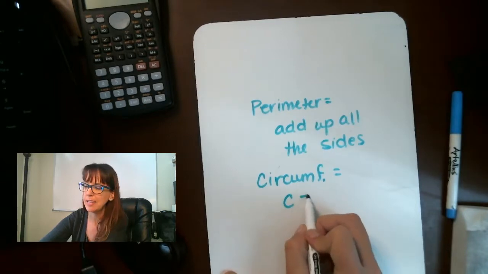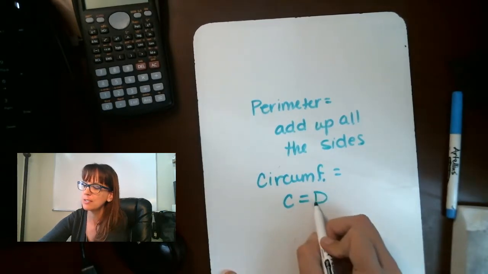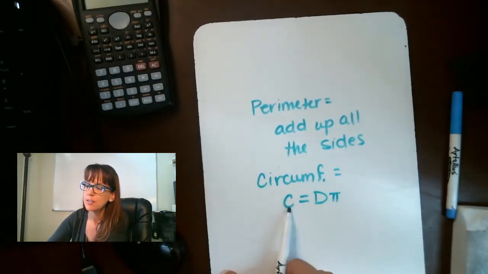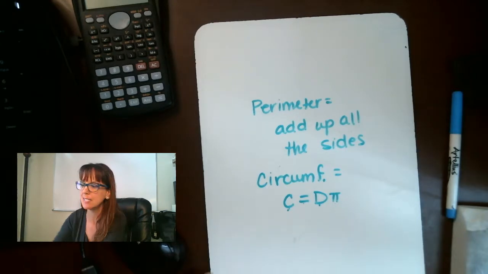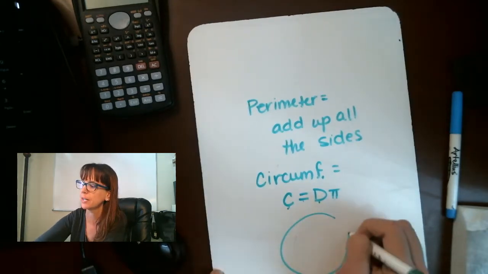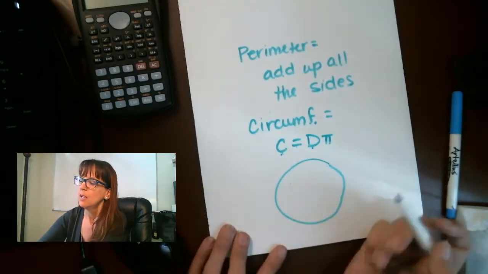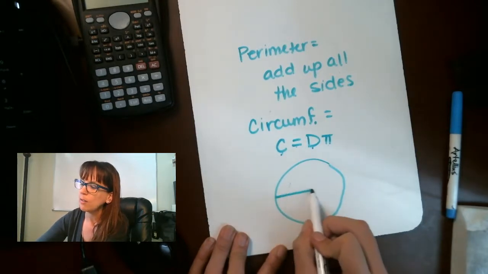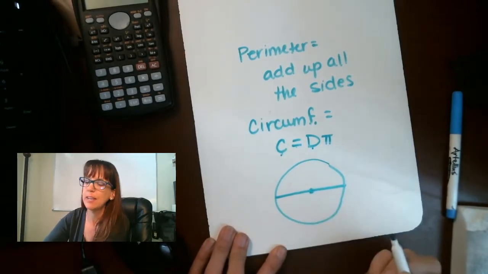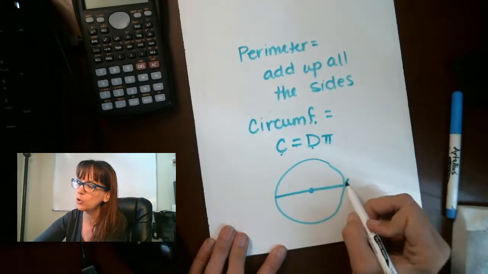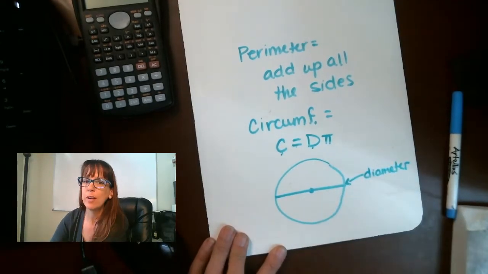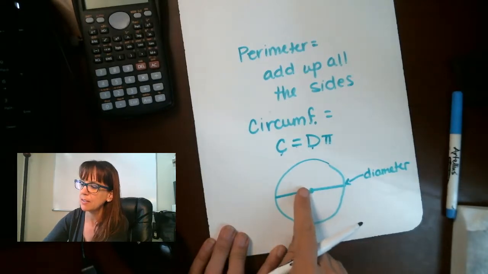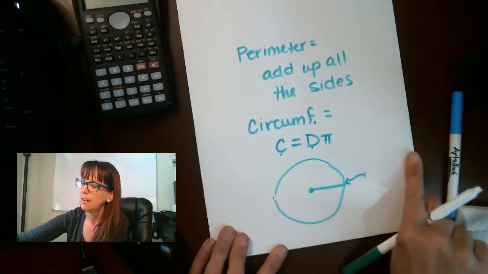Cherry is delicious pie. Cherry, our C, stands for circumference, equals our diameter times pi. And what might the diameter be? Well, here's our circle here. If we go straight across the circle, and it has to cut right through the center, this is called your diameter. Your diameter, okay?